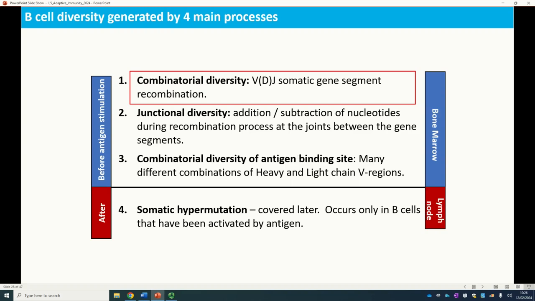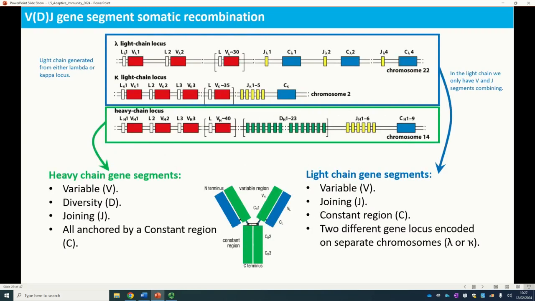So remember on the diagram of the antibody that we've got a heavy chain and a light chain. All of this is occurring in the bone marrow, but then in the lymph node we have somatic hypermutation. So just introducing this now, but we'll talk about it in more detail in a later lecture. And this only occurs in B cells once they've been activated by antigen. So we'll just run through these first three steps and show you what's going on.